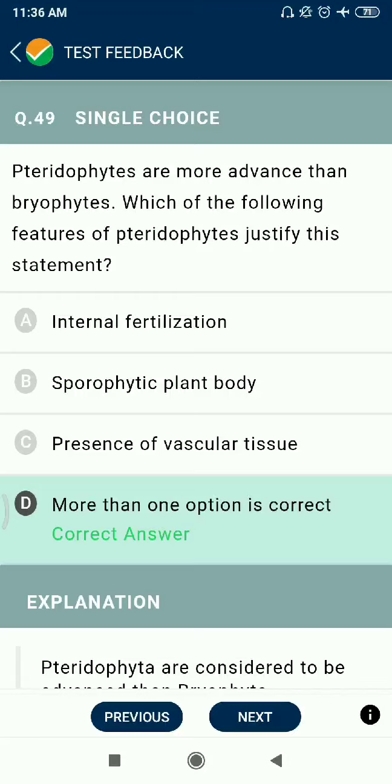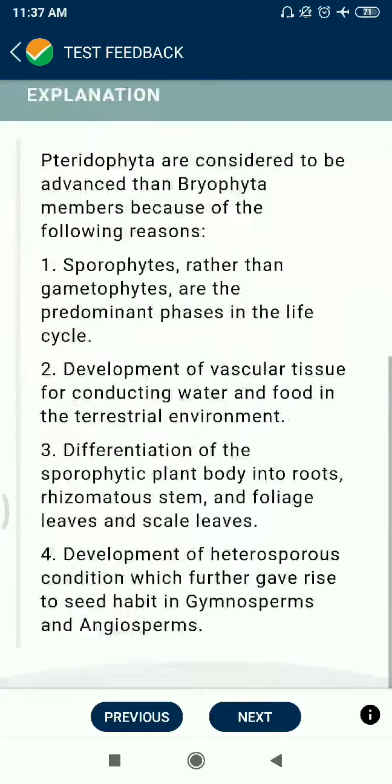Question number 49. Pteridophytes are more advanced than bryophytes. Which of the following features of pteridophytes justify this statement? More than one option is correct. Internal fertilization and presence of vascular tissue.